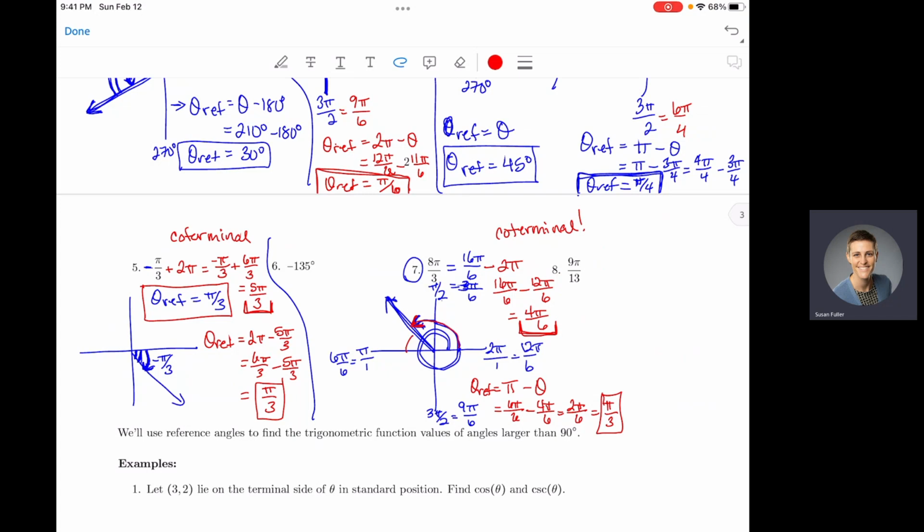My reference angle, which is right here, is pi over 3.